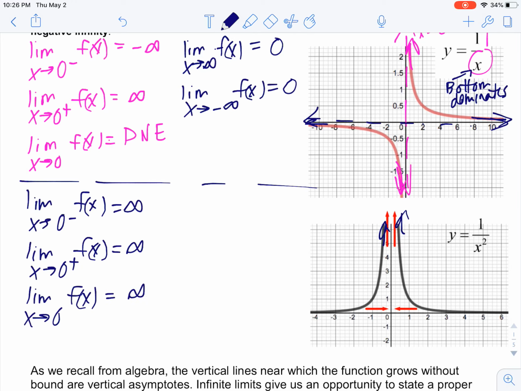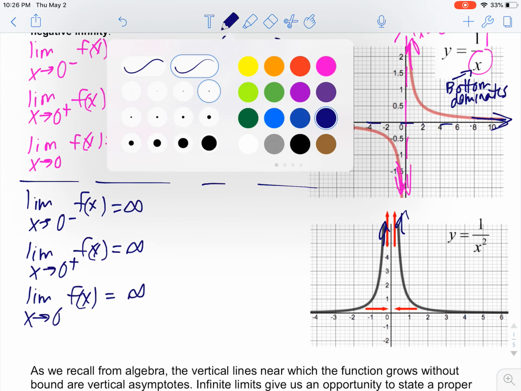That's the most descriptive that we could be. Technically, infinity does not exist. Remember, we went over that because you can't actually reach a value of infinity. So just keep that in mind.